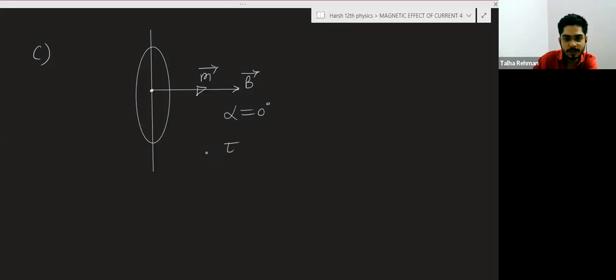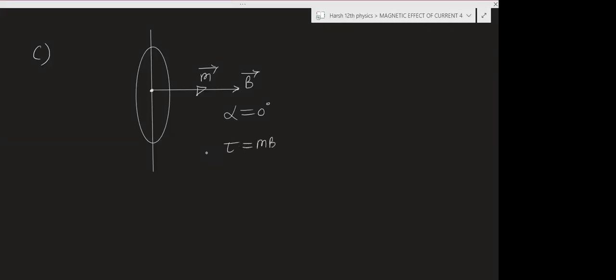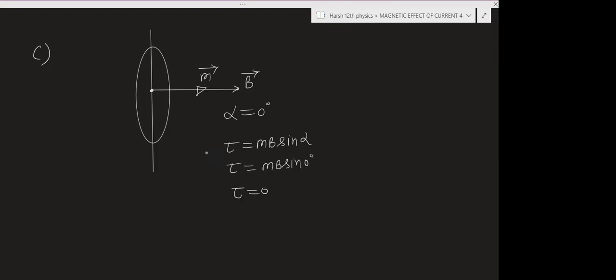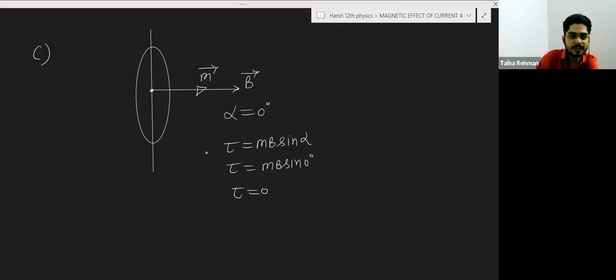So what will be the torque? It will be zero, right? Because this is sine 0, and sine 0 is zero. Torque initially is zero in this situation of the coil.